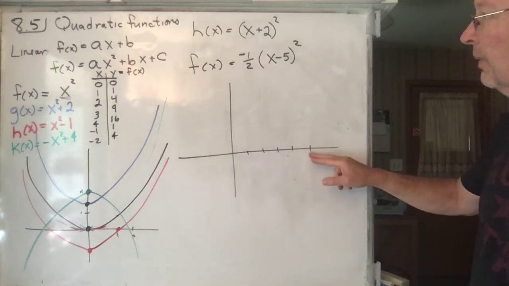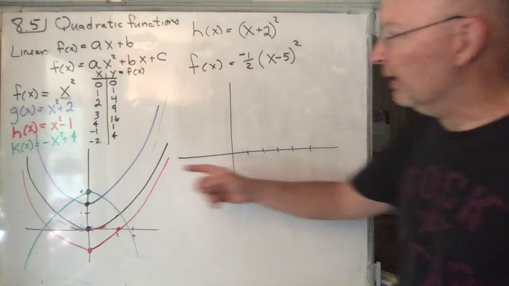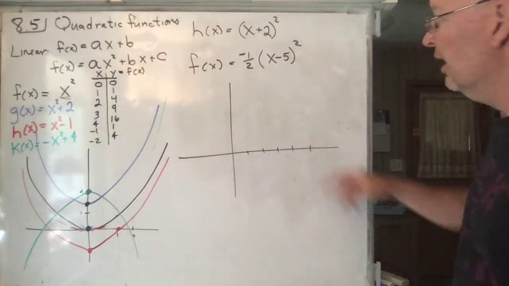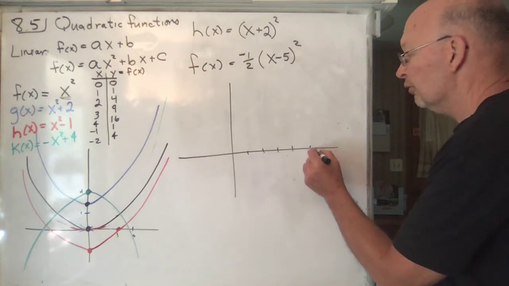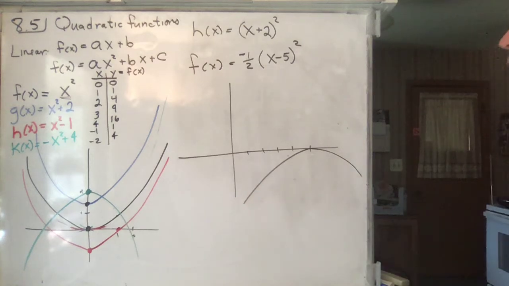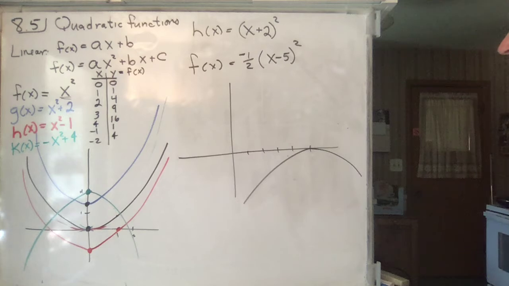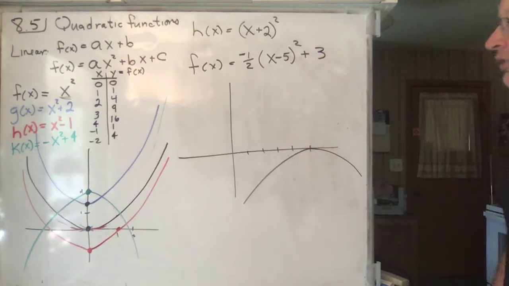5, 0. And notice that it's going to be widened out because you've got a 1/2 there, so it's going to make it a little wider. And it's going to be opening down, agreed? So it's going to look roughly like that. It's going to be kind of wide, going to open down, and the vertex is going to be at 5, 0. What if I added 3 to this? How would that change things?